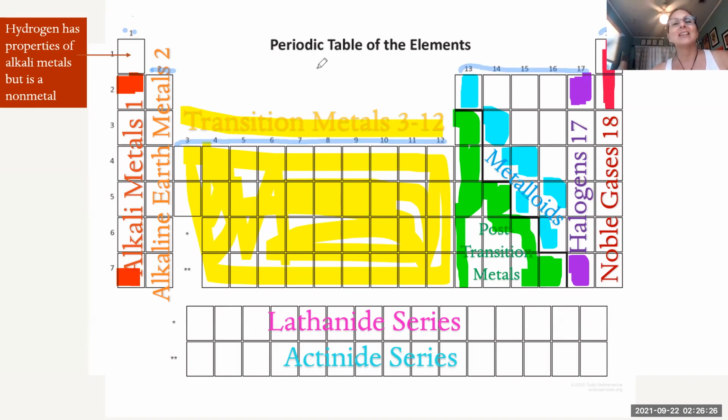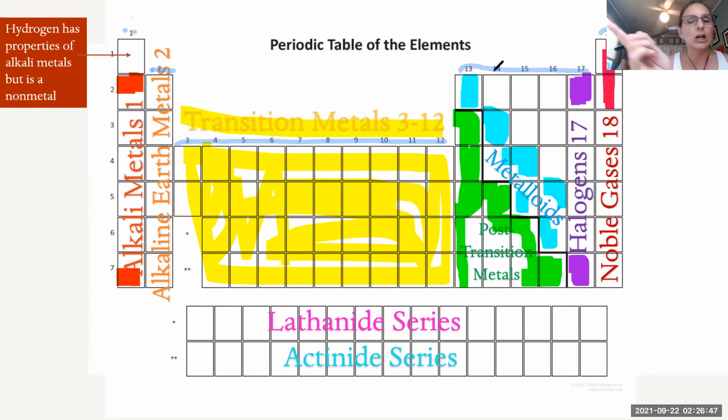So we label the groups, okay? Now, depending on the periodic table that you get, your periodic table has it numbered this way. But there are also old school periodic tables, old school meaning back in my time. And when we used to do this, we actually separated them into A and B categories.